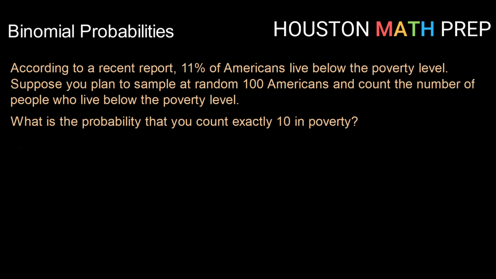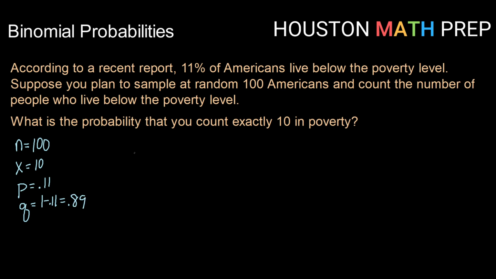So this is a binomial experiment with n, or our number of trials, being how many we're going to ask, 100. The number of successes that we're interested in here is exactly 10. Our probability of success is 0.11, or 11%. And our probability of failure would be 1 minus 0.11, or 0.89.